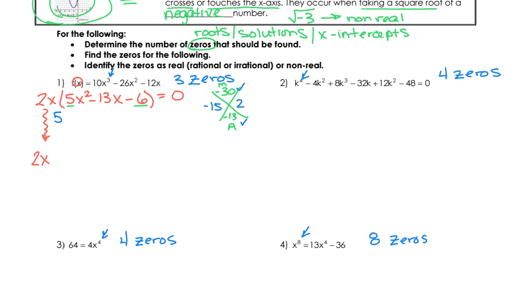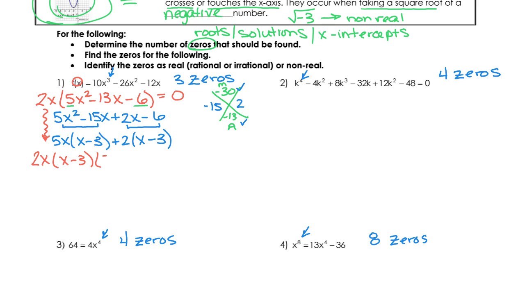So I'm going to write my 5x squared. Going to go to my x box and grab the minus 15, put an x on it, grab the plus 2x from the x box, and then minus 6. And then I'm going to go ahead and regroup. And out of the first one, I can pull out a 5x, left with x minus 3. Out of the second one, I'm going to pull out a positive 2, left with x minus 3. And therefore, x minus 3 is going to become my second factor next to the 2x. And 5x plus 2 will be my last one.